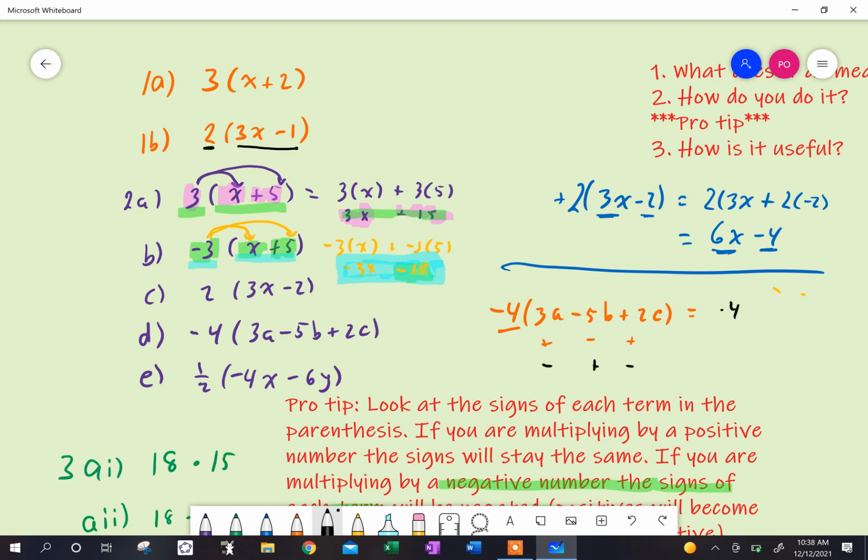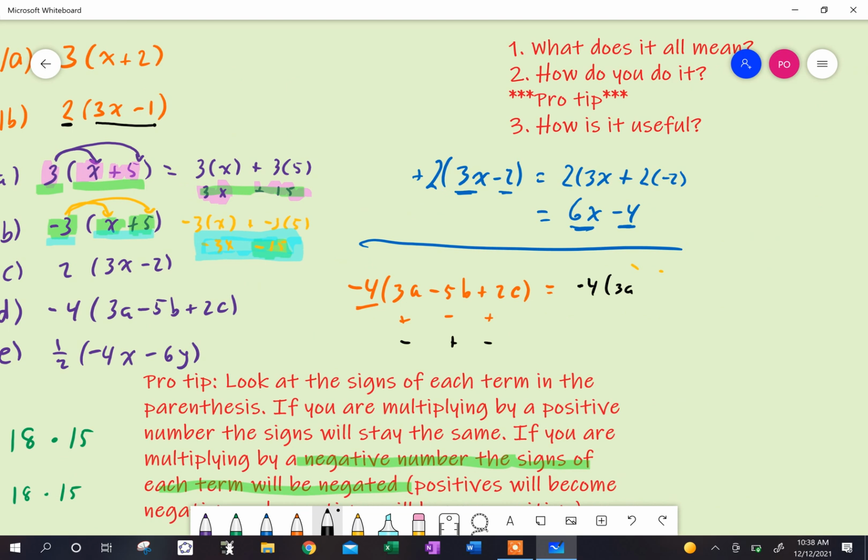I have a -4 times 3a plus a -4 times a -5b plus a -4 times a positive 2c. So let's see. 4 times 3 is 12. -4 times 3 is -12. -4 times 3a is a -12a.